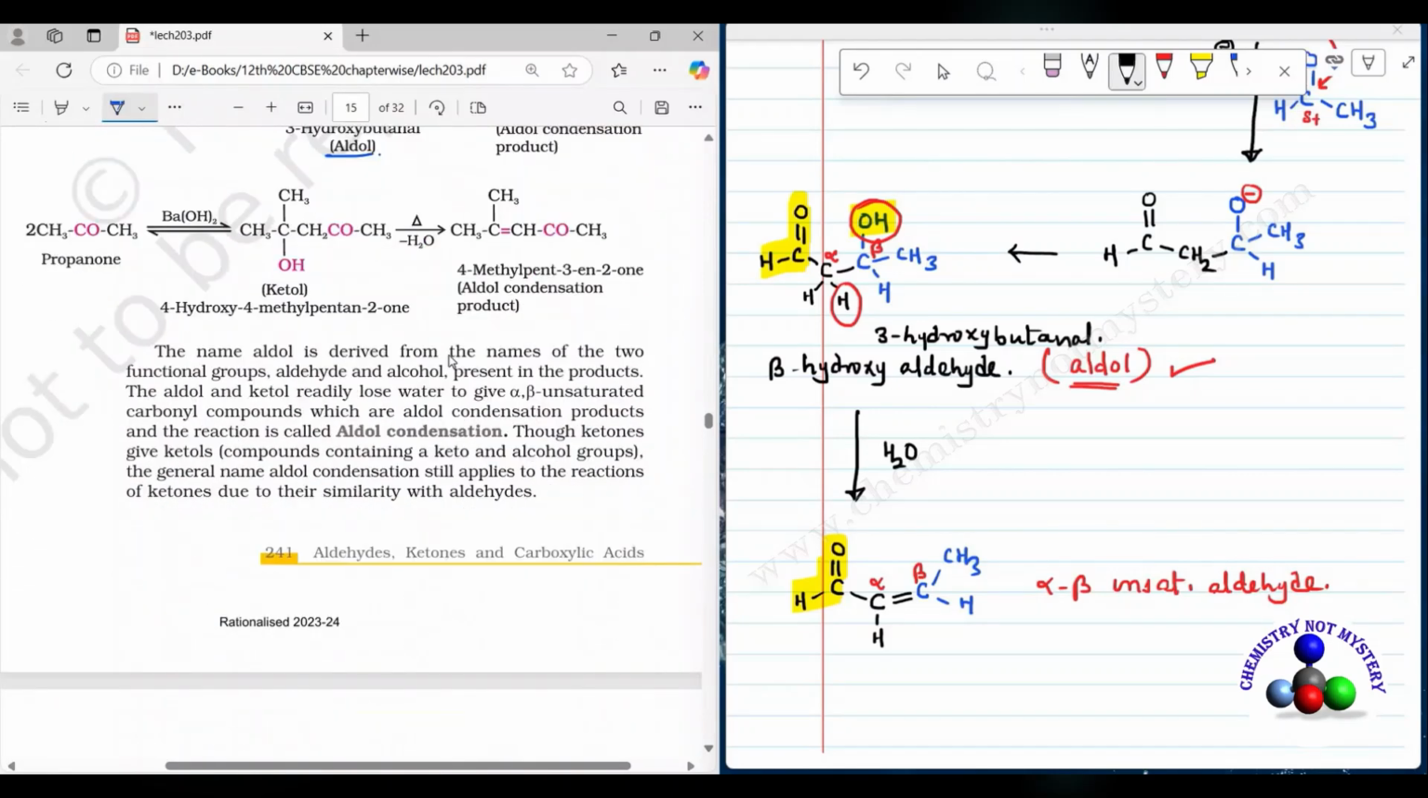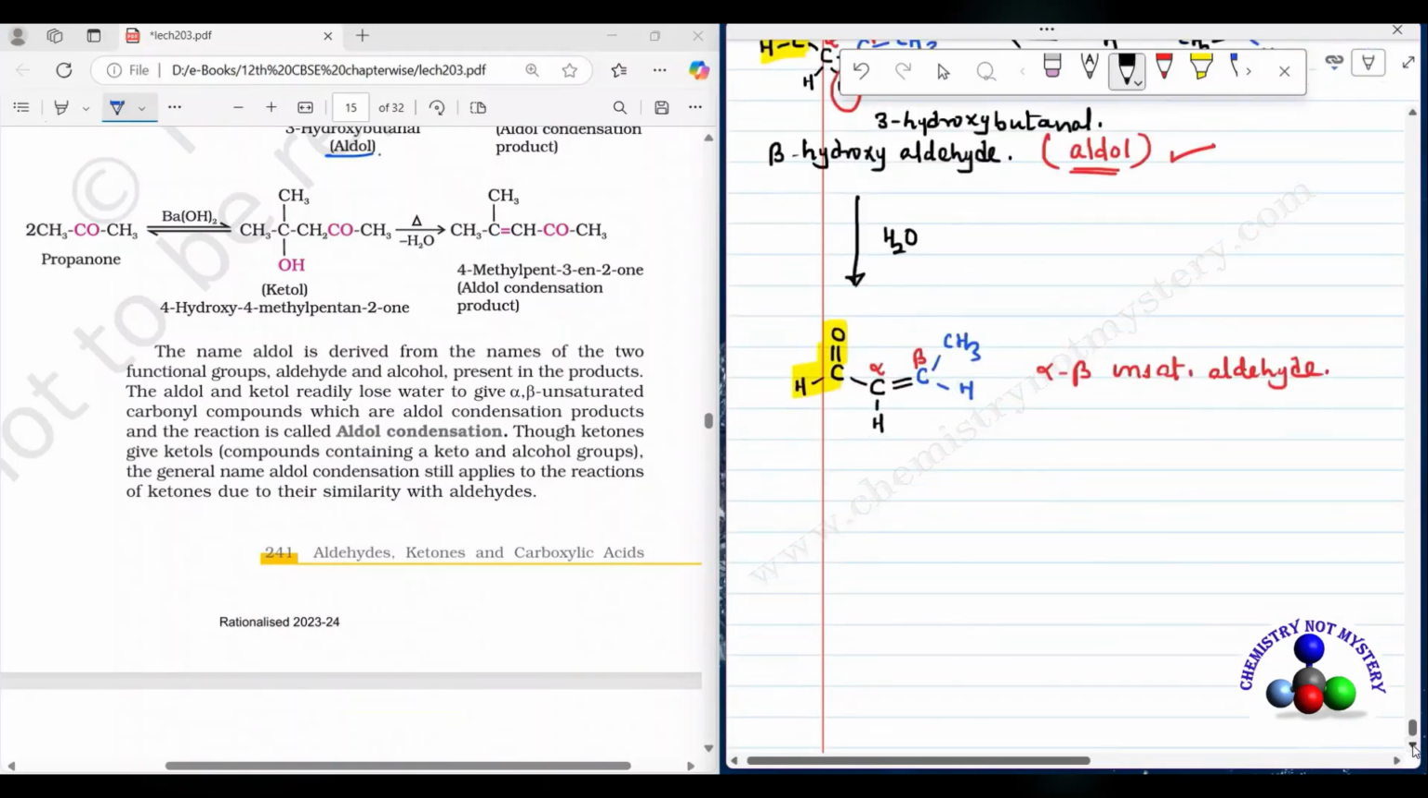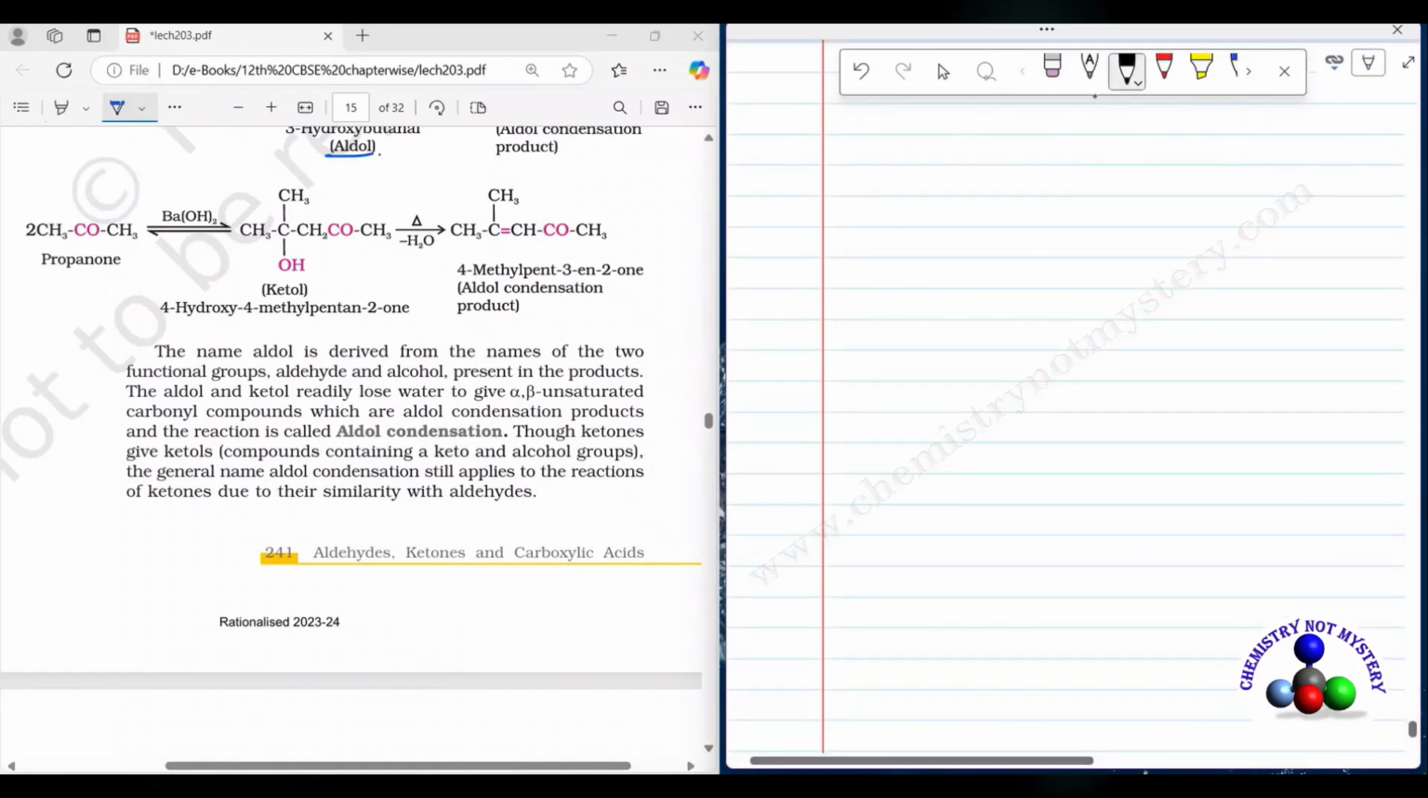Similarly, you can write the reaction with a ketone. So let's try to write the reaction with propanone. First of all, draw the structure of propanone. This is CH3, C double bond O, CH3. There are 2 alpha carbons. This is also an alpha carbon. So here this is the ketone functional group, and the carbon to which it is bonded is called the alpha carbon. So there are 2 alpha carbons.